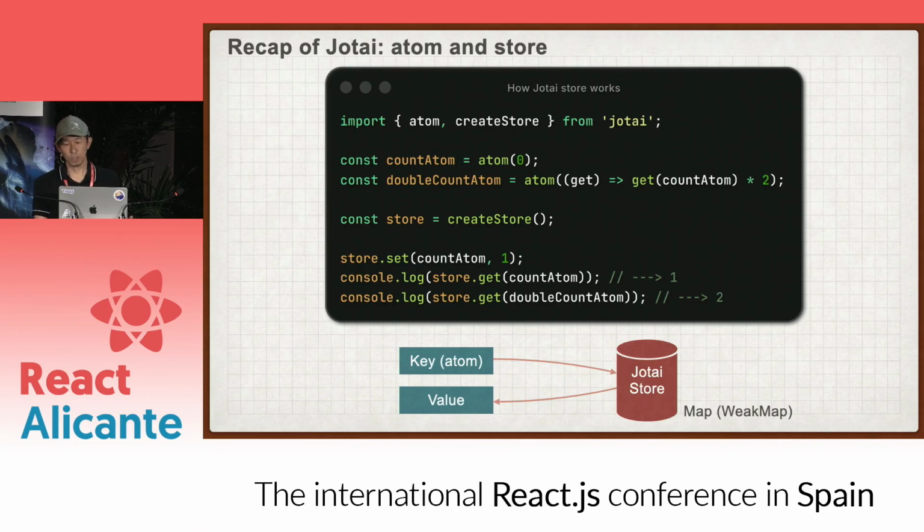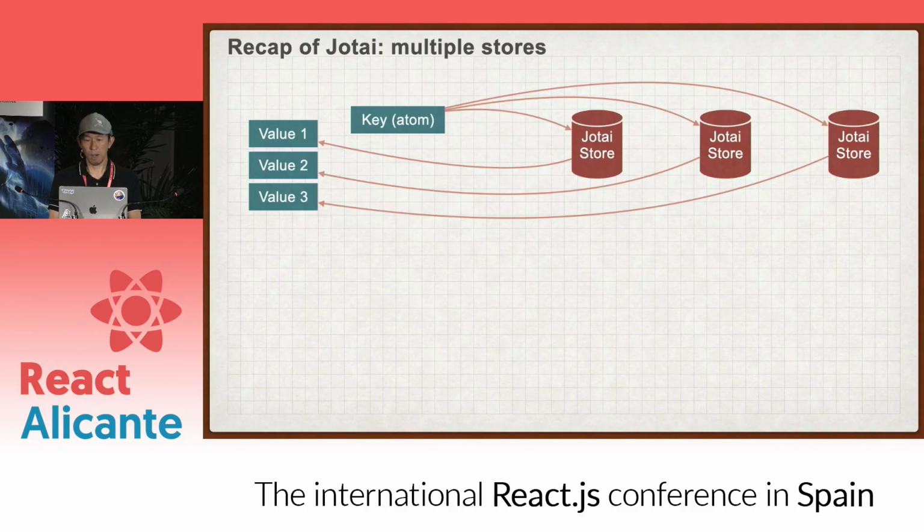As you can see, a Jotai atom acts like a key, and a Jotai store is like a map. Internally, it uses a WeakMap, so atom values are garbage collectible. We've seen how a Jotai store works. Typically, we use a single store in an application. But we can have multiple stores, and there are some use cases for this. With multiple stores, we can reuse the same atom definition across stores. This means we can have different values for the same atom.